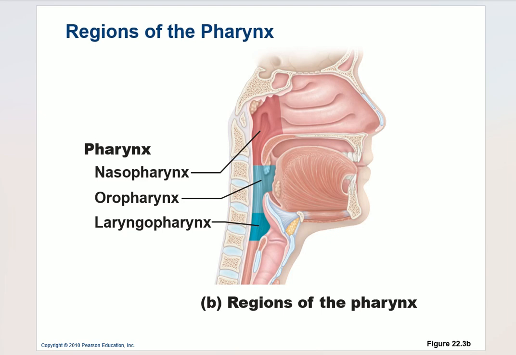This is regions of the pharynx more zoomed in. So these are the three zones that you need to be able to differentiate between. These are a little bit more color coded for you right here. The nasopharynx, oropharynx, and the laryngopharynx.